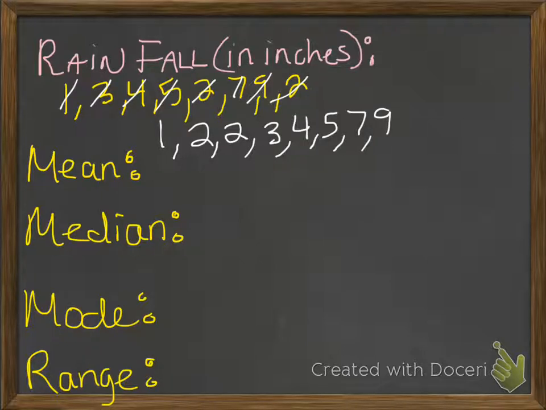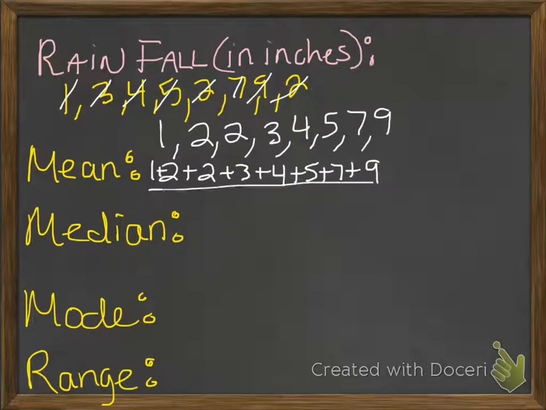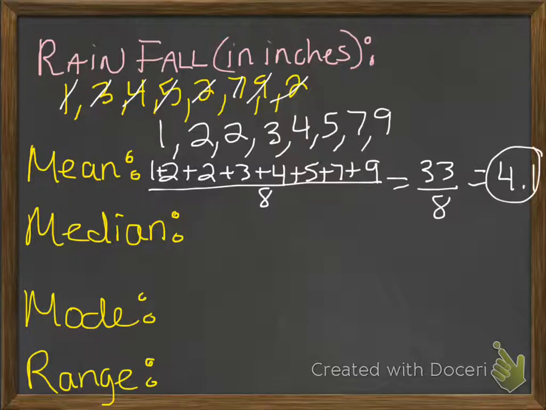We're going to add it all up: 1 plus 2 plus 2 plus 3 plus 4 plus 5 plus 7 plus 9, all divided by the total number of values, which is 8. When we add up our top, we get 33 over 8. When we divide that out, we get 4.1. I always just round these to one decimal place, so to the nearest tenth.